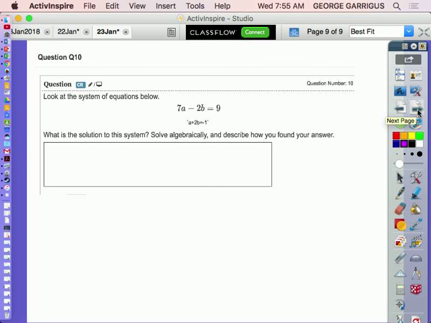Question 10, the last question on the test. Again, this is another one that's written very small, so you would have to expand it a little bit. But you end up with a plus 2b equals 1. And then all you have to do is use elimination. You add them up, you get 8a equals 8. And so a equals 1. And then you have to find b.